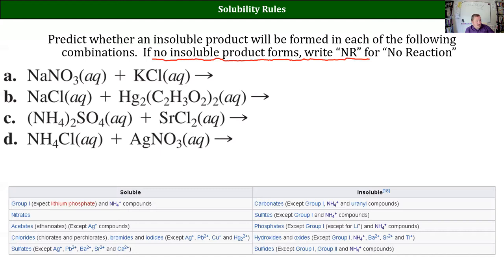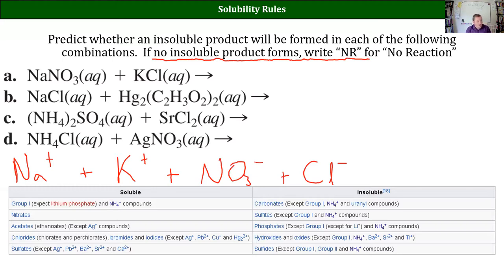So if we looked at A, we have sodium nitrate and potassium chloride. So we have sodium ions, we have potassium ions, we have nitrates, and we have chlorides. If we want to know if we could make a solid product, we just have to look at the positives and the negatives and see what possible combinations we could have. We know sodium nitrate is soluble in water because we started with that and it's already aqueous, right? So we know sodium and nitrate don't stick together. But we could look at potassium and nitrate. Or we could look down here and say, oh, look, nitrates, always soluble, no exceptions. So no matter what, the nitrate's not going to stick to anything else.